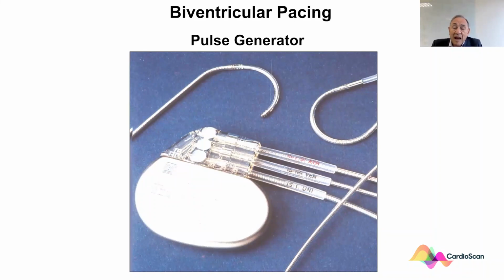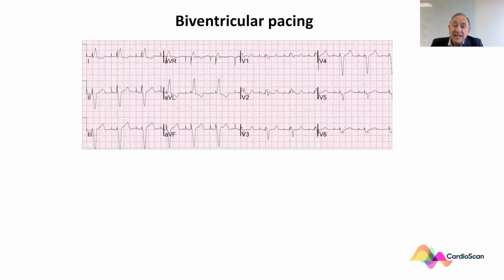We require a special pulse generator with 3 ports rather than the normal 2 for dual chamber pacing, an atrial port above, a right ventricular port, and then a left ventricular port. Here is an ECG of biventricular pacing. We can't see too much of it, so I will highlight some of the areas of interest.